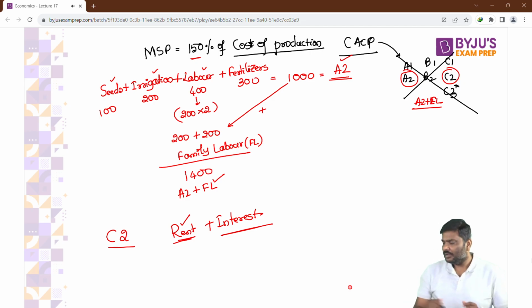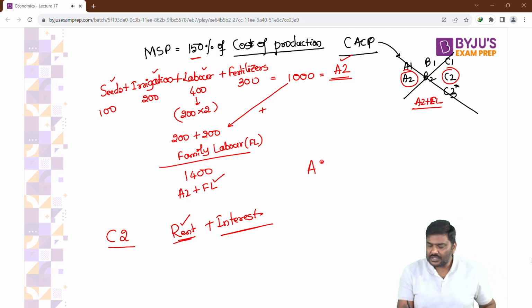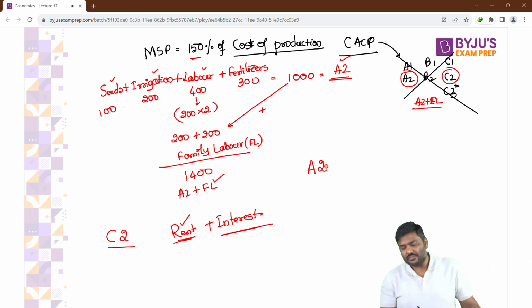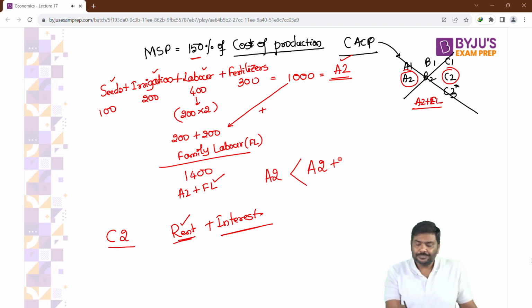Now, based on this, can I simply say C2 will be bigger than A2 plus FL? Think of it. Based on this, can I simply say C2 will be greater than A2 plus FL? And can I say A2 plus FL will be bigger than just A2?